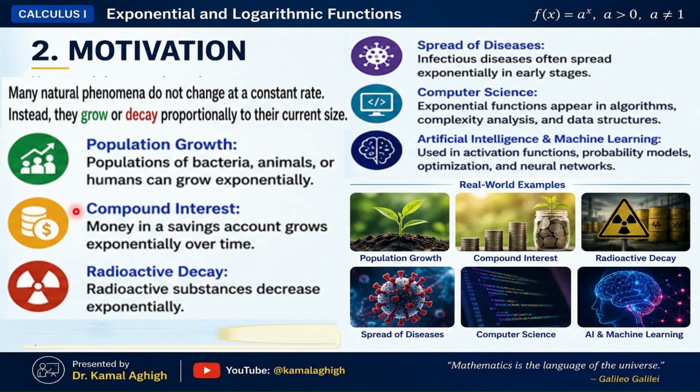Money in a savings account grows through compound interest. Radioactive materials gradually decay over time. The spread of infectious disease often follows an exponential pattern during the early stages of an outbreak. In physics, radioactive substances decay exponentially, allowing scientists to estimate the age of fossils and archaeological discoveries.